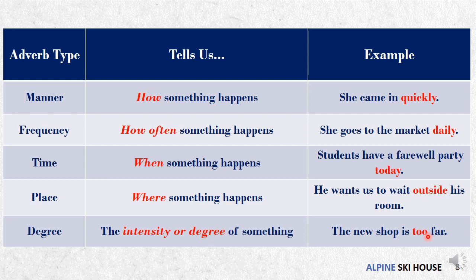Well, with this we conclude our two topics today about grammar and adverbs. We have also seen the adverb types of manner, frequency, time, place and degree. I hope you have a nice time doing the exercises that are there in your textbook. Thank you.